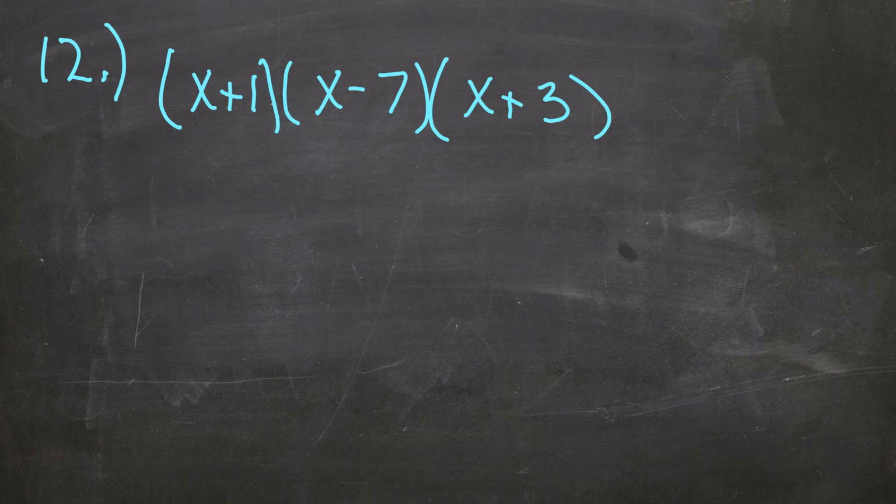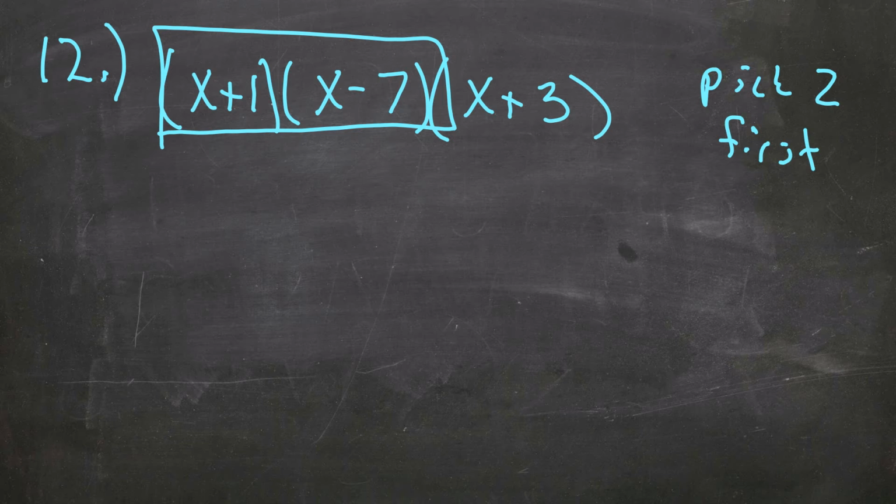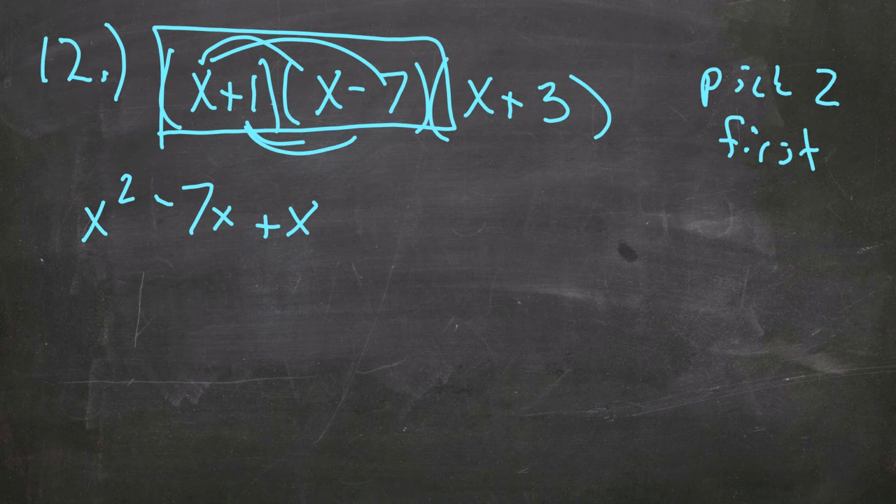Alright, 12. 12 says multiply 3 binomials together. The first thing I have to do is pick 2 first. So I multiply those two. I say x goes to x, get x squared. X goes to negative 7 to give me minus 7x. 1 goes to x, give me plus x. And 1 goes to negative 7 to give me negative 7.